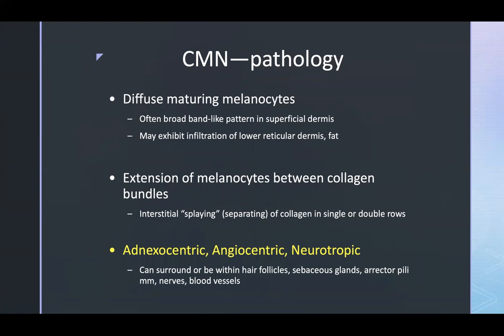And the key takeaway is that the melanocytes in a congenital melanocytic nevus are adnexocentric as well as angiocentric and neurotropic. So they surround the adnexal structures, they surround the blood vessels, they surround the nerves. To the untrained eye, this may look worrisome for melanoma, but what you're going to need to know is that these are not melanoma, they're congenital melanocytic nevi.